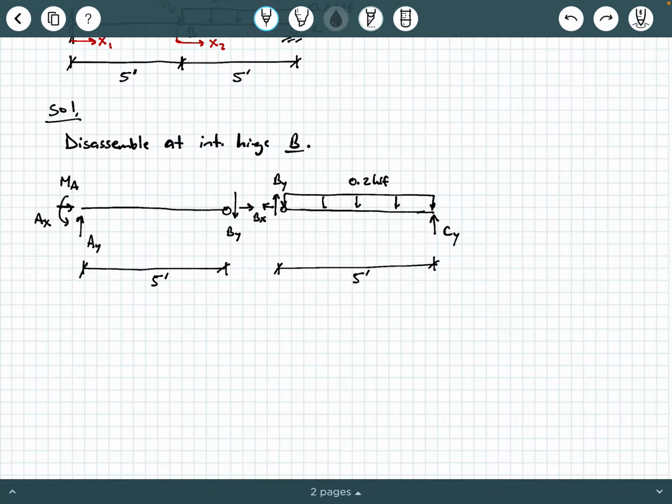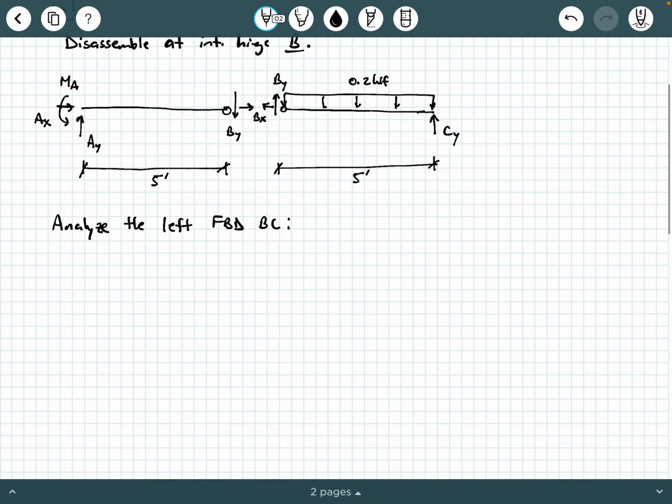But the right free body diagram only has 3 external reactions, Cy, Bx, and By. So we're going to start by analyzing, I'm going to say analyze the left free body diagram, which is of BC. Okay, now let's make our lives easier. If you look really closely at BC, you notice that this is symmetrically loaded.